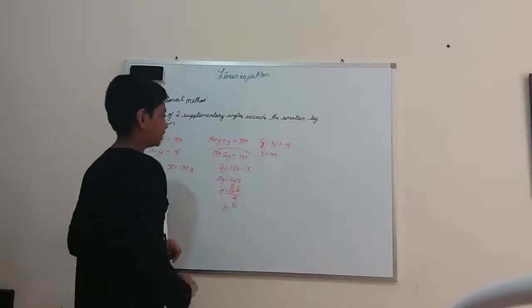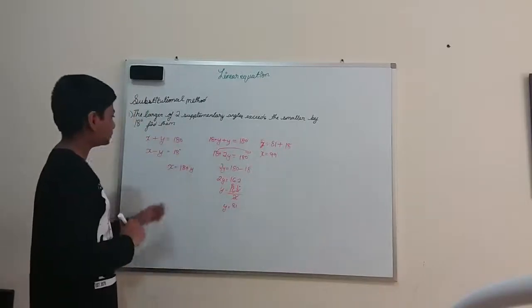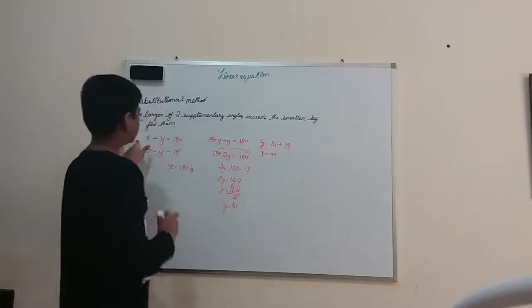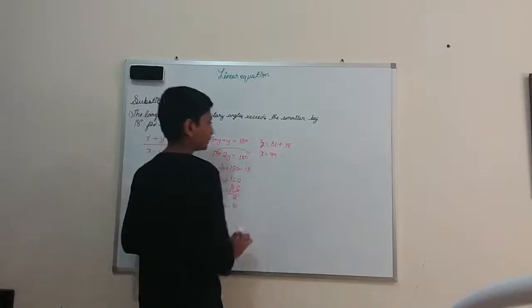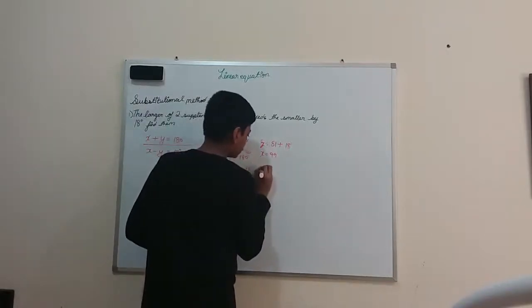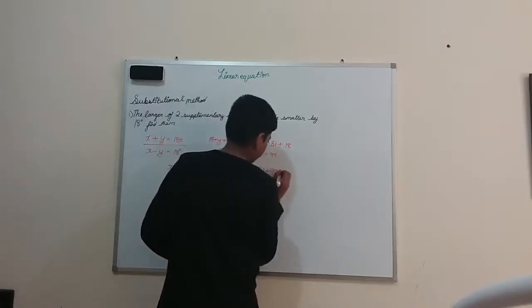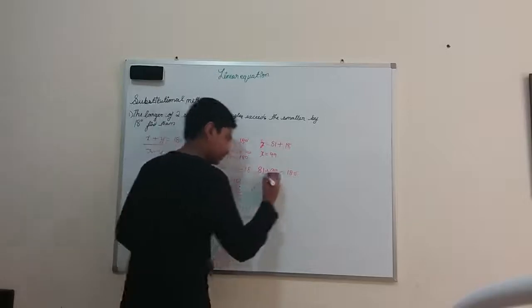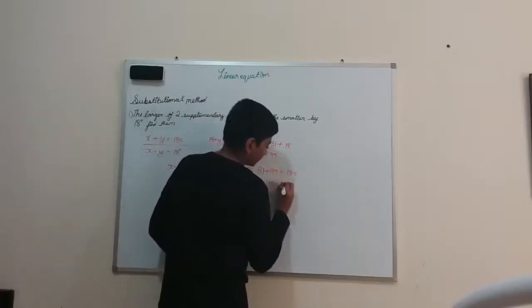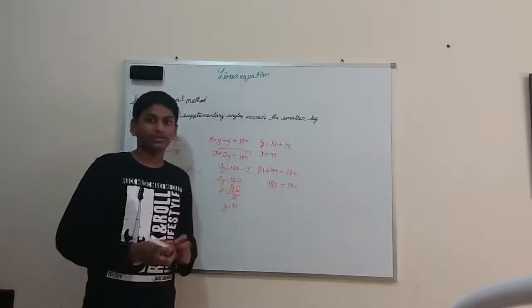So that is perfect. Now if they ask you to verify your answer, what should we do? If we need to verify our answer, we should just solve it, like solve the first equation or second equation. So 81 plus 99 should be equal to 180 degrees. Is it so? 81 plus 99 is 180 degrees. So 180 degrees is equal to 180 degrees and our answer is also verified.